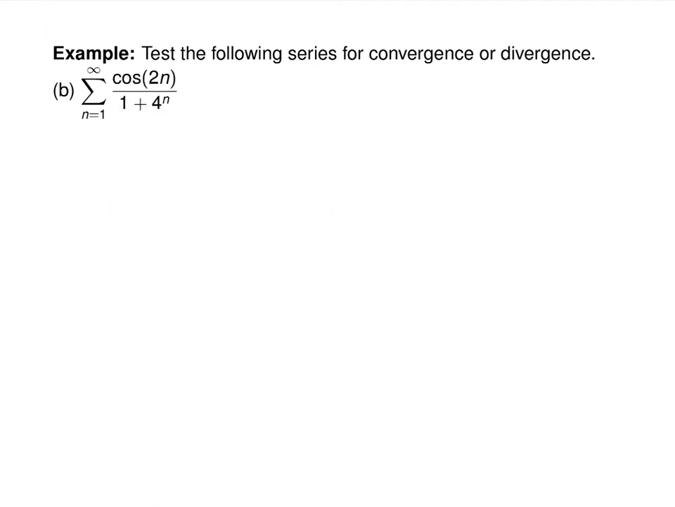All right, next we have the sum from n equals 1 to infinity of cosine of 2n over 1 plus 4 to the n. This looks a lot like a geometric series, but we can't use the alternating series test because the cosine of 2n term doesn't exactly flip-flop. So what we're going to use here is the fact that absolute convergence is going to imply convergence.